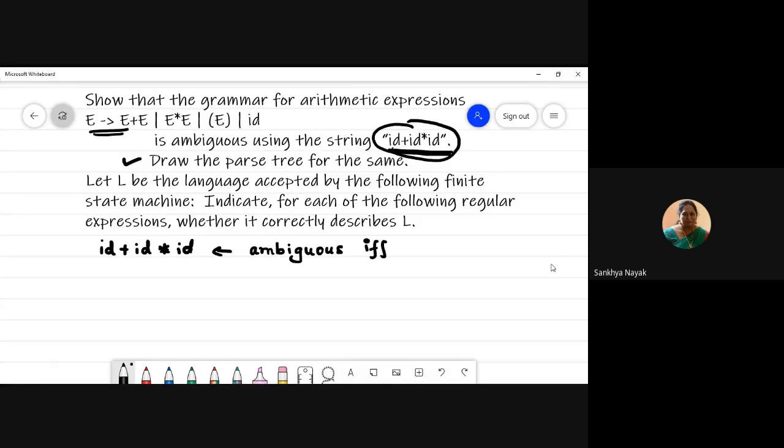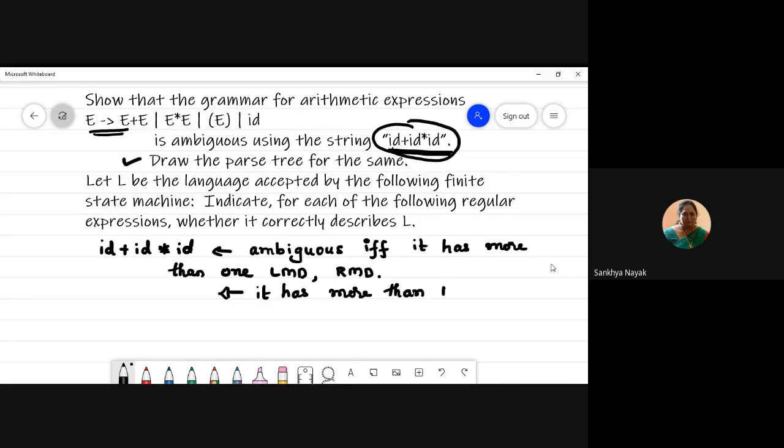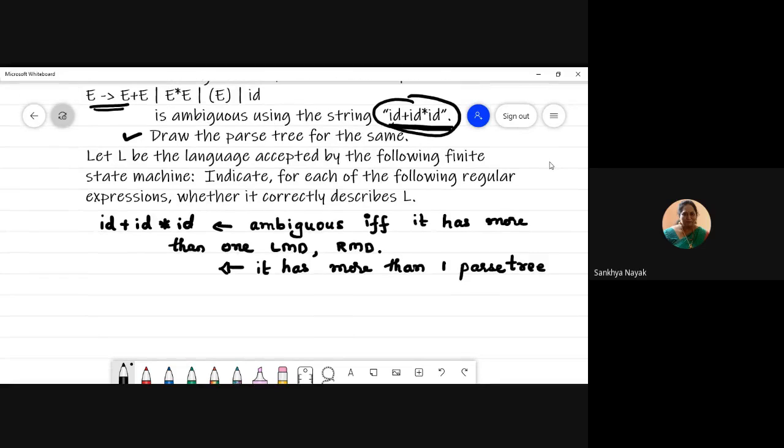if and only if it has multiple parse trees, or if it has more than one derivations. Okay, if it has more than one leftmost derivation or rightmost derivation, which ultimately means that it has more than one parse tree. Okay, so let us try to draw the parse tree for this.